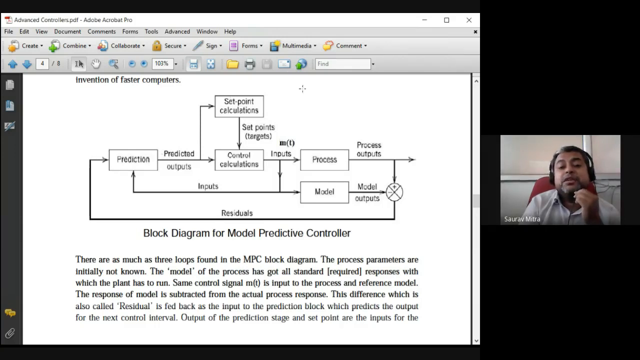And the prediction is actually helping the controller to change its parameters. With every changed step of the control instruction or control calculation, the process output is going to be brought down with the error. So this is what a model predictive controller is.